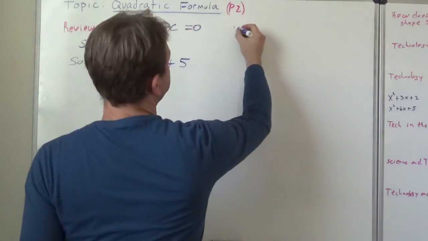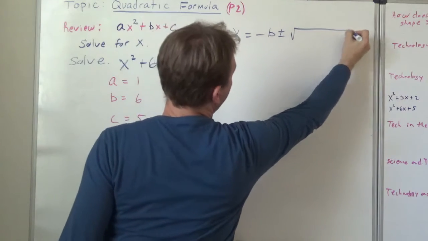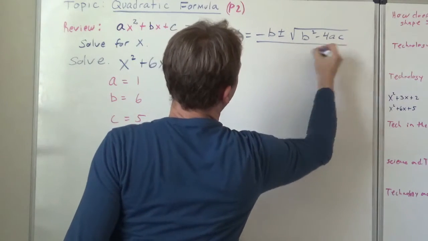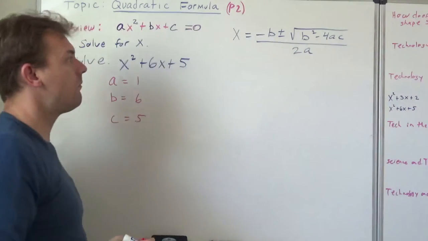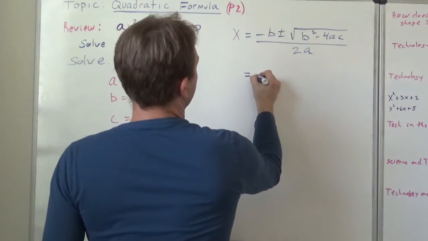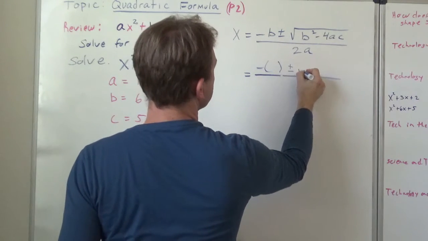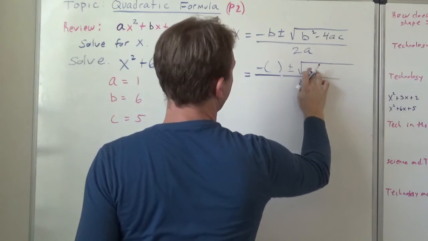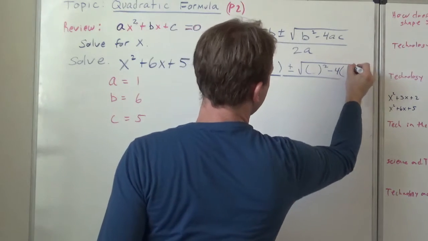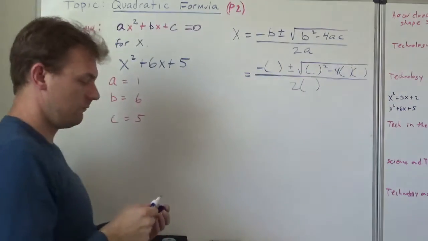So, here we go. Negative b plus or minus the square root of b squared minus 4ac all divided by 2 times a. Okay, so keep going. So remember this. Negative b plus or minus the square root of b squared minus 4 times ac over 2a. Okay? Just write everything out.